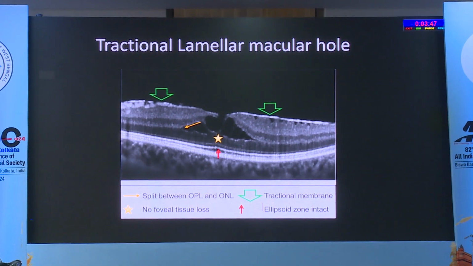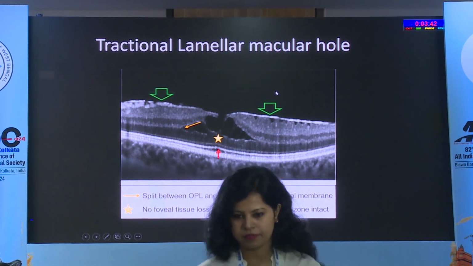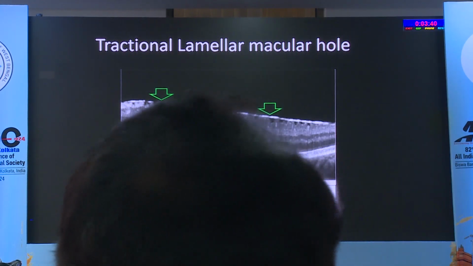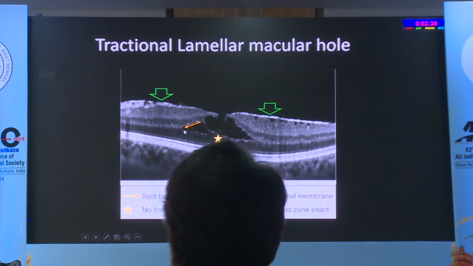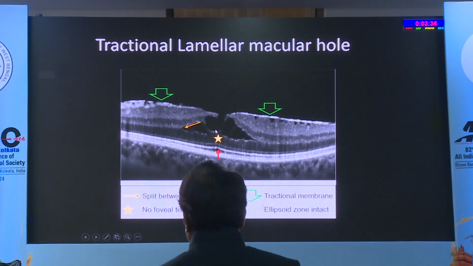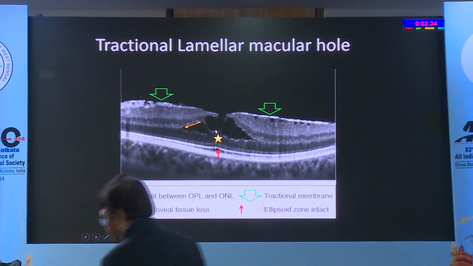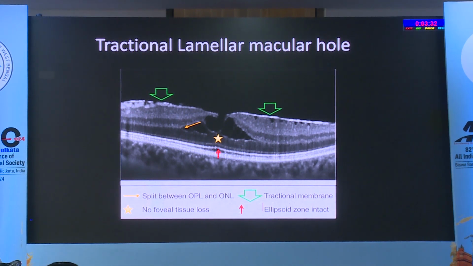Coming on to the lamellar hole, there are two sorts of lamellar hole. Basically, one is called tractional lamellar hole, the other is a degenerative hole. In a tractional lamellar hole, there is a split typically seen at the level of the outer plexiform and outer nuclear layer. These patients, if they are symptomatic, may sometimes respond to the surgical treatment.